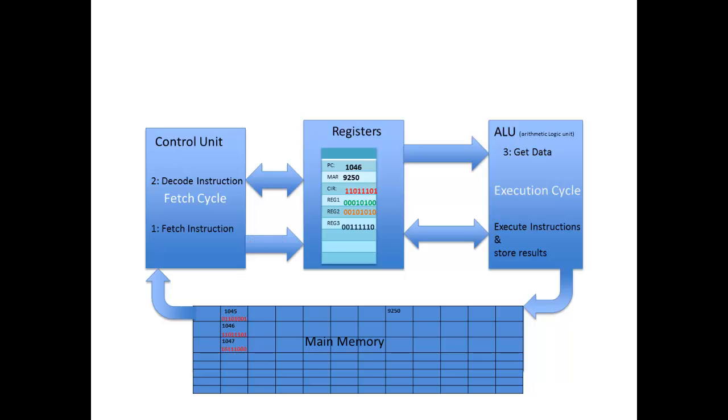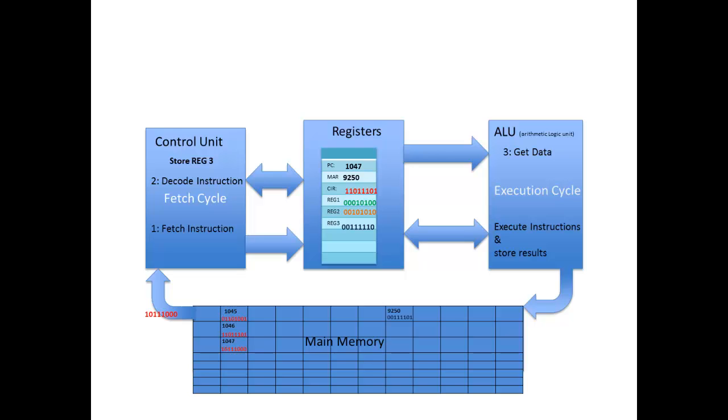Now we need to decode that instruction, and we find that it is store register 3. Now it doesn't say where to store register 3 because it's implied that you store it wherever the memory address register is pointing in this example. So we're going to store it in 9250. Store the results of register 3. So we take the contents of register 3, we copy them, and we put them into 9250. We've now finished that cycle, so we increment the program counter to 1047, and we fetch the instruction again from 1047, and we're off on another execution of the fetch, decode, and execute cycle.